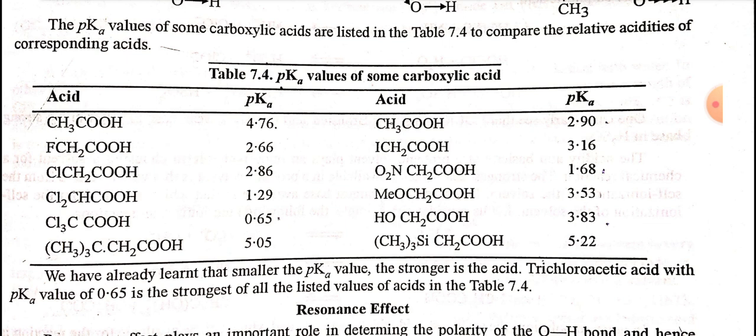pK values of some common carboxylic acids are given in table 7.4. To compare the relative acidities of corresponding acids, we have already learned that the smaller the pK value, the stronger is the acid. Trichloroacetic acid, with a pK value of 0.65, is the strongest of all the acids listed in table 7.4.